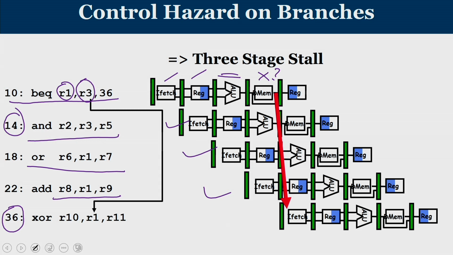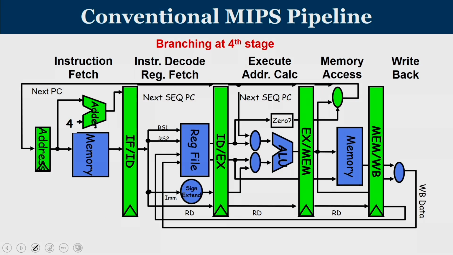Let us assume that this branch is taken. That means the contents of R2 and R3 are matching. So, the next instruction to be fetched and executed is at line number 36. If this is to be executed, already 3 wrong instructions have entered the pipeline. If you permit these instructions to continue execution, that will lead to an incorrect state. That is a hazard. Such a kind of hazard is known as a control hazard. So, we have to finalize this. Normally your branching happens in the 4th stage.